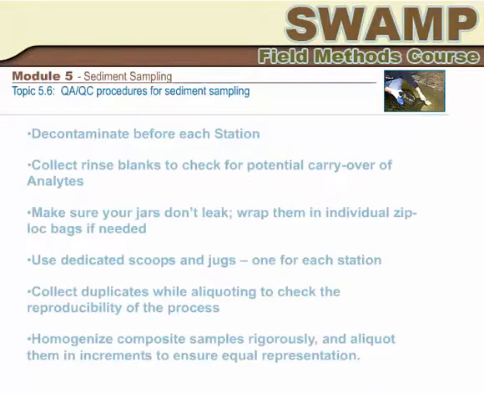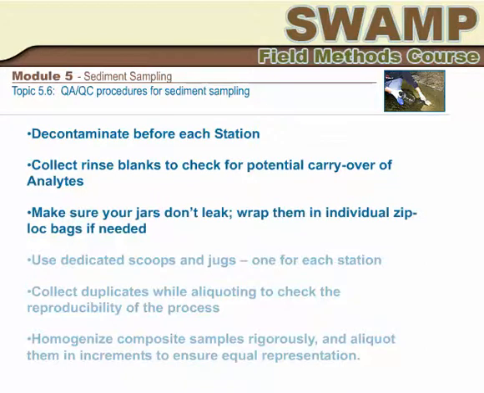The toughest quality assurance or quality control issue in sediment sampling is keeping everything clean. The problem is that you cannot collect sediment blanks because there is no such thing as clean sediment. What you can and must do is decontaminate and decontaminate again. Collect rinse blanks and make sure that your jars don't leak.